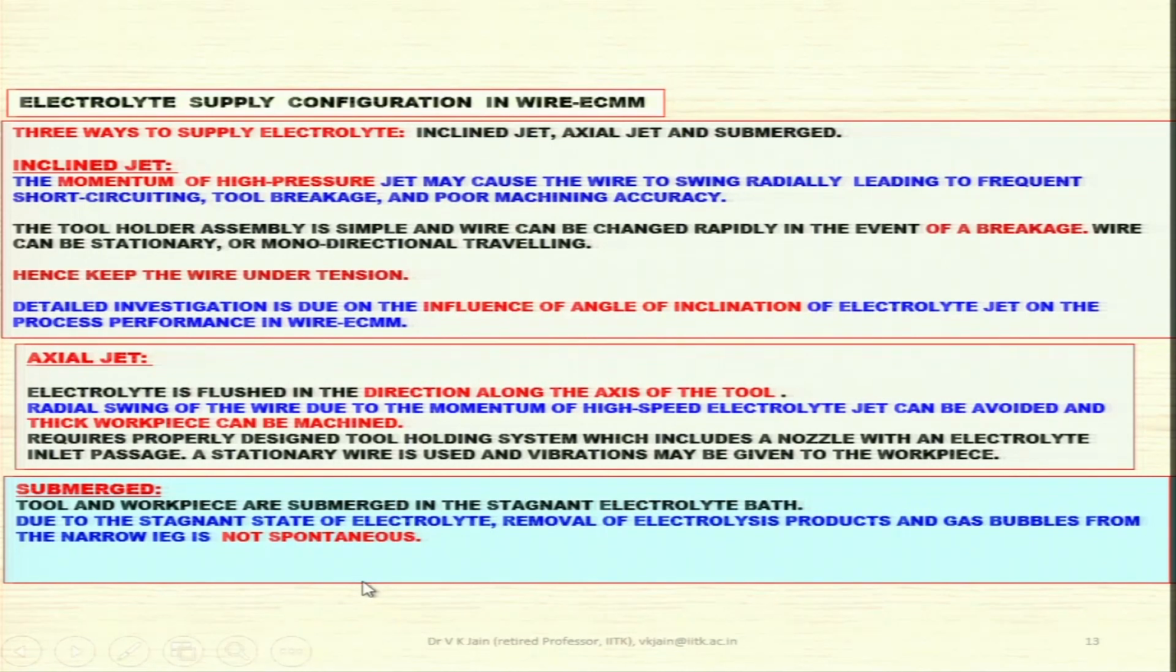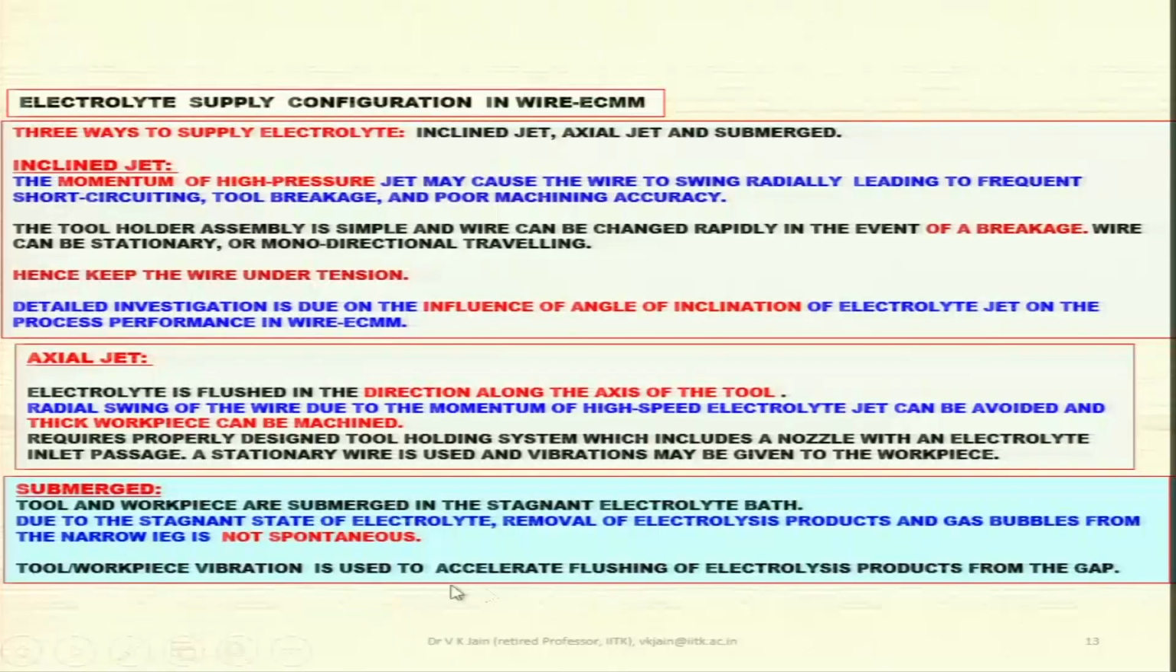So you may have to agitate the electrolyte for this purpose, so that the conductivity of the electrolyte becomes constant in the tank, the sludge gets distributed in the whole electrolyte, and also the gas bubbles go out. Also, tool-workpiece vibration is used to accelerate flushing of electrolysis products from the gap. So this is an alternative way. You can adopt one or both of them depending upon the requirement and availability.